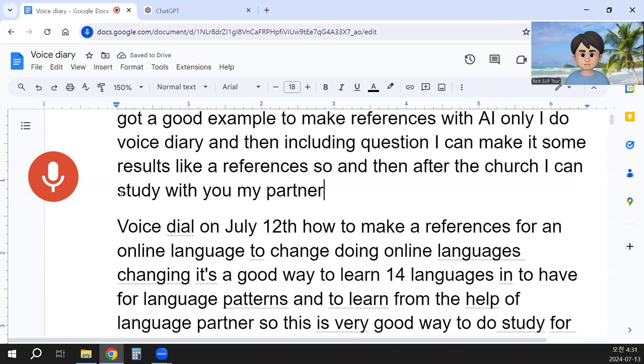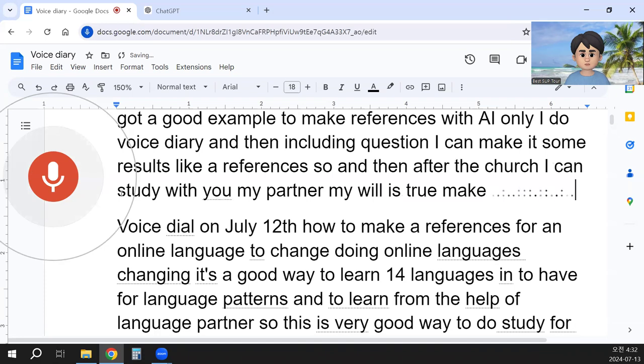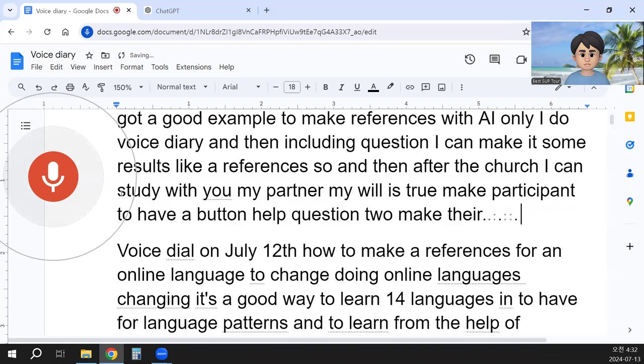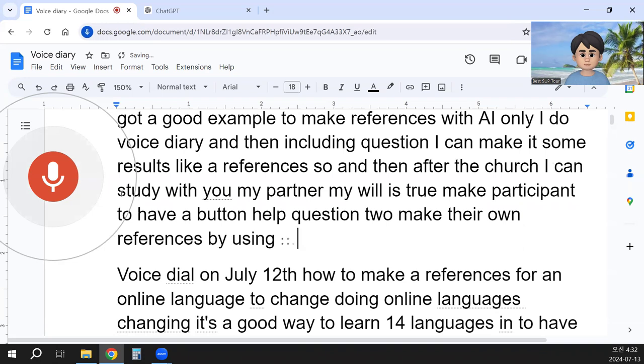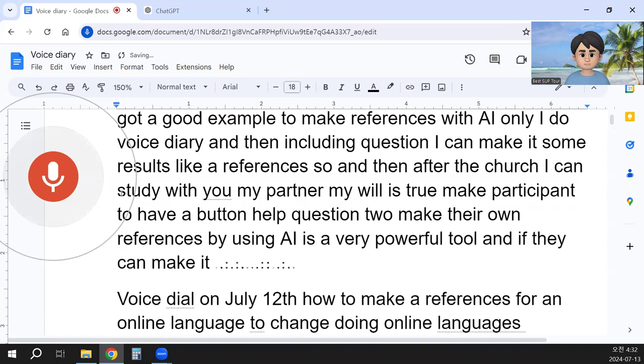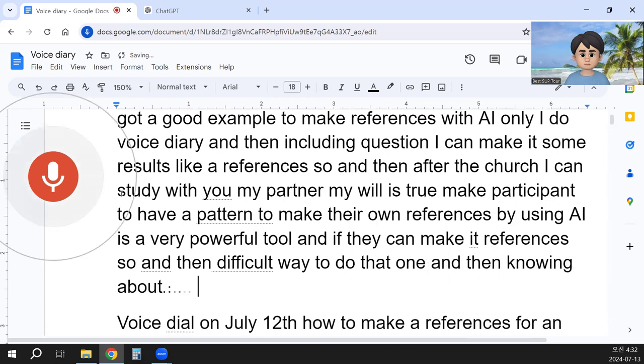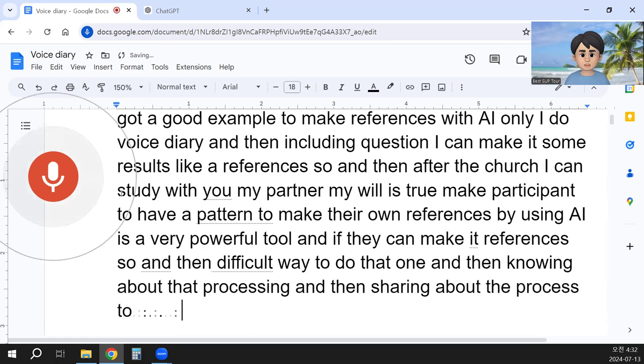My aim is to help participants make their own references by using AI. It's a very powerful tool. And if they can make references, it's not a difficult way to do that. Knowing about that process, and then sharing the process of making references by using AI, is a good way to do that.